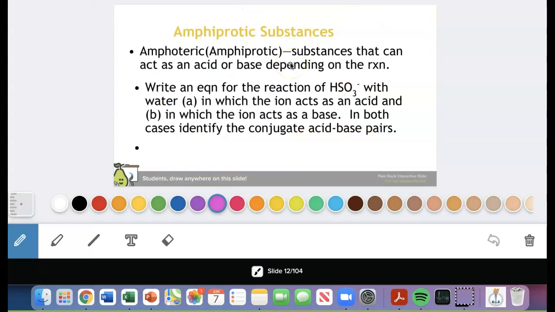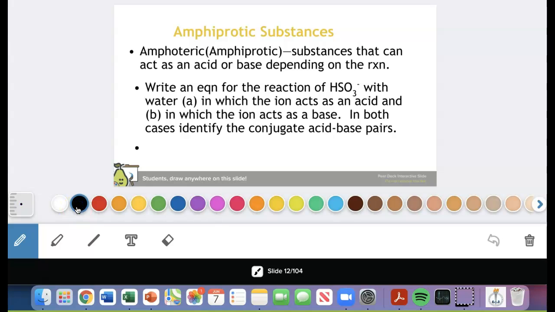Okay, this is going to be the last thing we do today. So amphoteric or amphiprotic is something that can act like an acid or a base depending on the reaction. So we're going to write out a reaction where we have this ion, HSO3 minus, and we're going to have the ion be amphoteric with the addition of water.